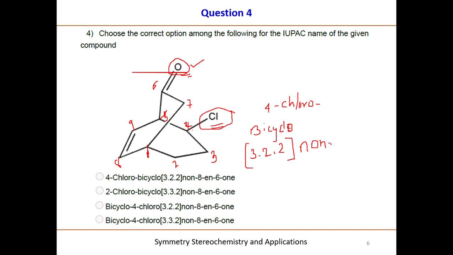So here non. Now you can see at carbon number 8 we have a double bond. This is the alkene family, so we will write here non-8-ene, alkene. That's why ene. Now at last we will write the highest priority functional group. The highest priority functional group present in this organic compound is carbonyl, and it's present at carbon number 6, the sixth position. So we will write here 6-one. It's a ketone family, that's why we will write here one. So option number 1 is the correct one.